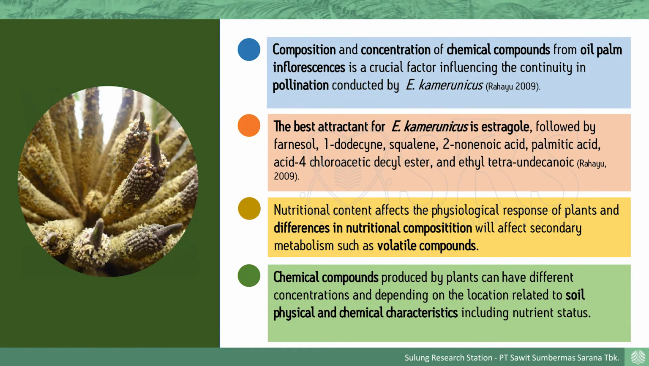The composition and concentration of chemical compounds from oil palm inflorescence is a crucial factor, influencing the continuity in pollination conducted by Elaeidobius. Nutritional content affects the physiological response of plants, and differences in nutritional composition will affect secondary metabolism, such as volatile compounds. Chemical compounds produced by plants can have different concentrations depending on the location, related to soil physical and chemical characteristics, including nutrient status.